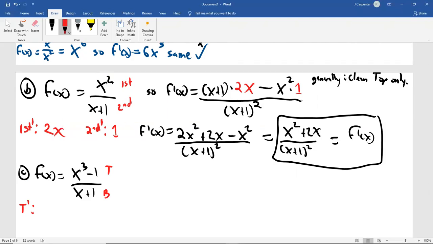All right, so the top derivative: bring the 3 out front, decrease the exponent by 1. So that's the derivative of the x cubed. Then we have the minus 1. That's a constant. The derivative of a constant is 0. Then our bottom derivative. The derivative of x, it's literally the same as last time, so we should know it's 1, because there's a coefficient of 1. The derivative of 1 is nothing.